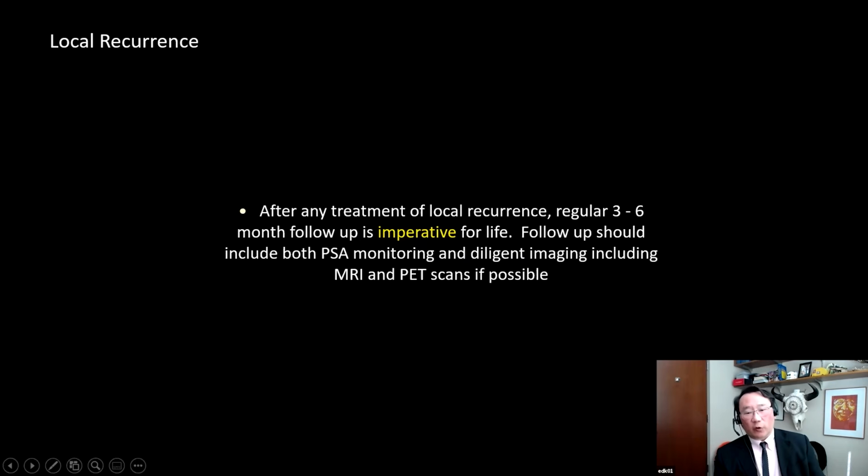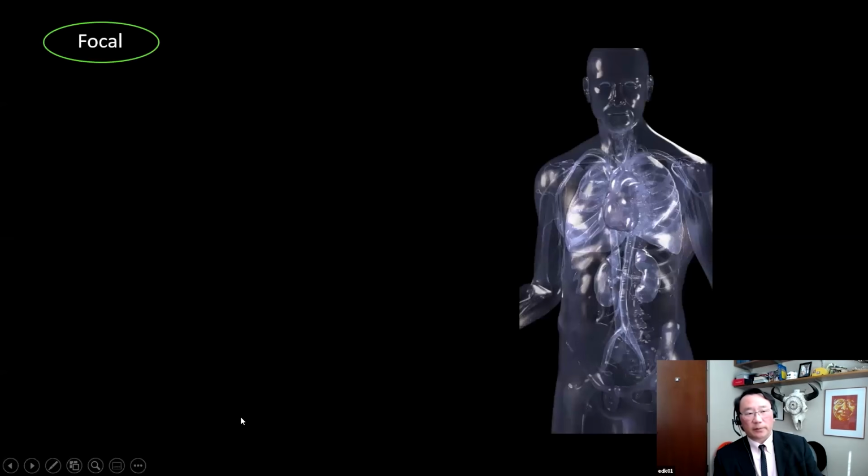For all forms of local recurrence, we advise regular 3 to 6 month follow-up, which I think is imperative for life. Anyone that tells you they fixed the problem and you never need to come back, I think you should rethink that. You should always keep an eye on your cancer and get some follow-up. Follow-up should include PSA, MRI, and one day, hopefully, possibly PET scans at regular intervals.